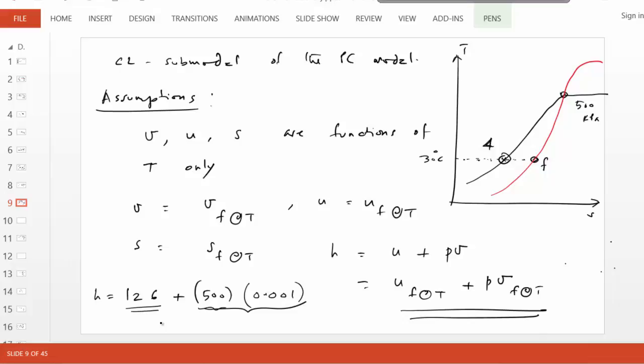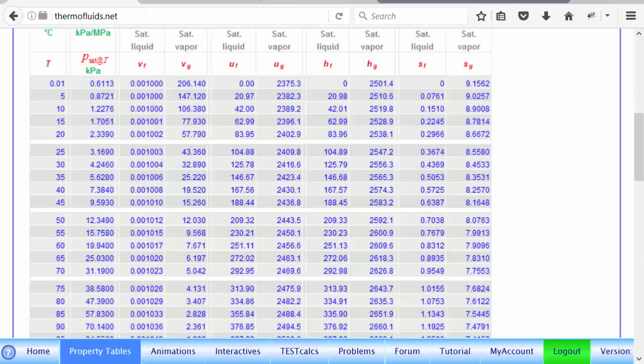If temperature was not given, suppose entropy was given, and it's a liquid, then we can go back to this table because we know entropy is a function of temperature alone, and we can look at the SF table, the SF column. If entropy is given, it's monotonically increasing. Suppose entropy was given at 1, then we'll say that must be somewhere in between these two. So therefore, my temperature must be between 70 and 75, let's say 72 degrees Celsius. So that's how we could locate the state if temperature is not given.